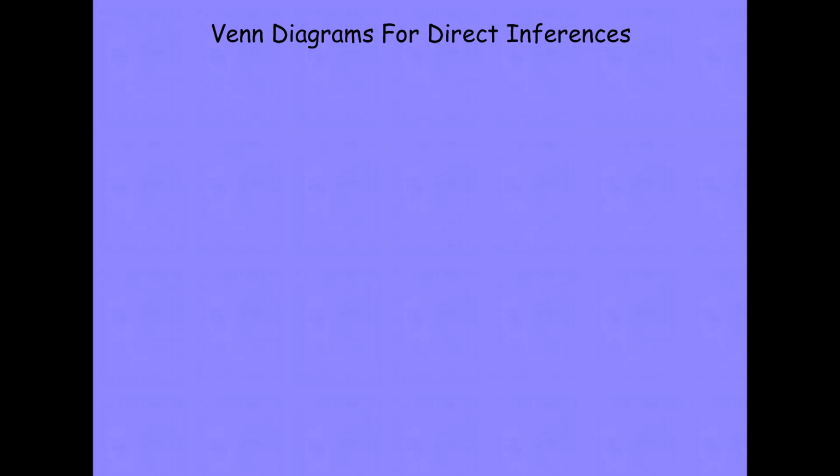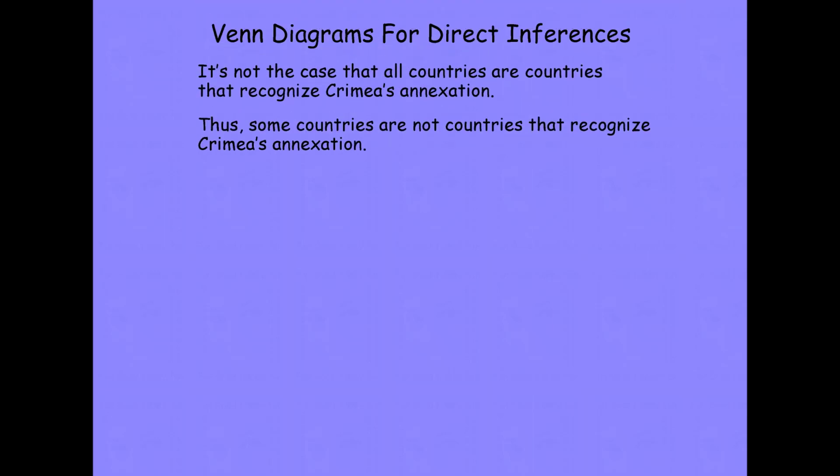Okay, this playlist will be composed of a number of short, approximately 10-minute videos where I'll go through examples of each of the things that we're going to need for our test. The first thing that we're going to look at is using Venn diagrams to determine validity or invalidity of direct inferences. So suppose we have a direct inference like this.